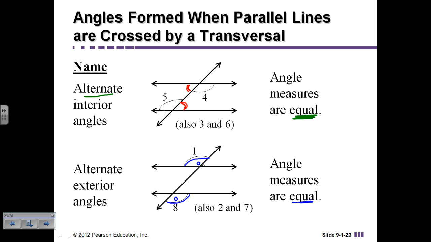Another pair of alternate exterior angles is this one and this one. And again, both of those are acute, so they will have equal measures.